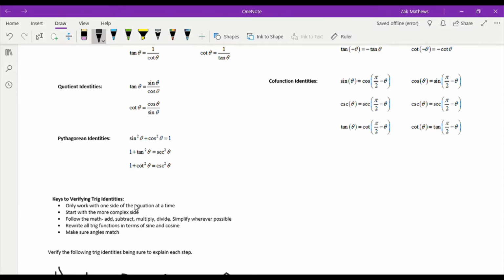So the first key is we only want to work with one side of the equation at a time. We're not going to work across the equals. We're trying to show that the statement is true, and so the second we're working across an equals, we're potentially assuming something that's not true.